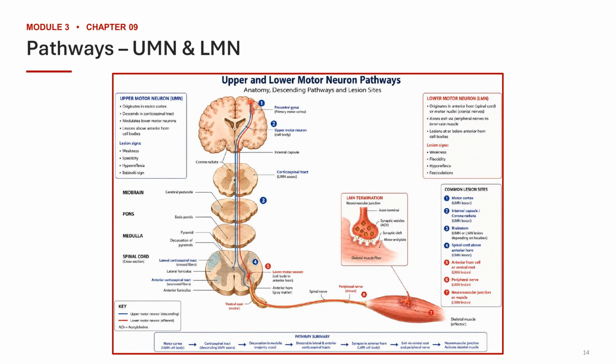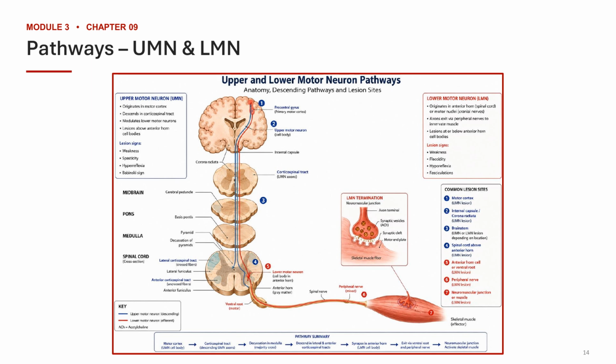It terminates on the lower motor neuron in a cranial nerve motor nucleus in the brainstem, or in the ventral horn of the cord. From there, follow the lower motor neuron out. Its axon leaves the central nervous system through a ventral root and peripheral nerve, or through a cranial nerve, and travels to the muscle, ending at the neuromuscular junction. 2 neurons, 1 relay point. And that relay point, the anterior horn cell, is the single most important landmark in this module.